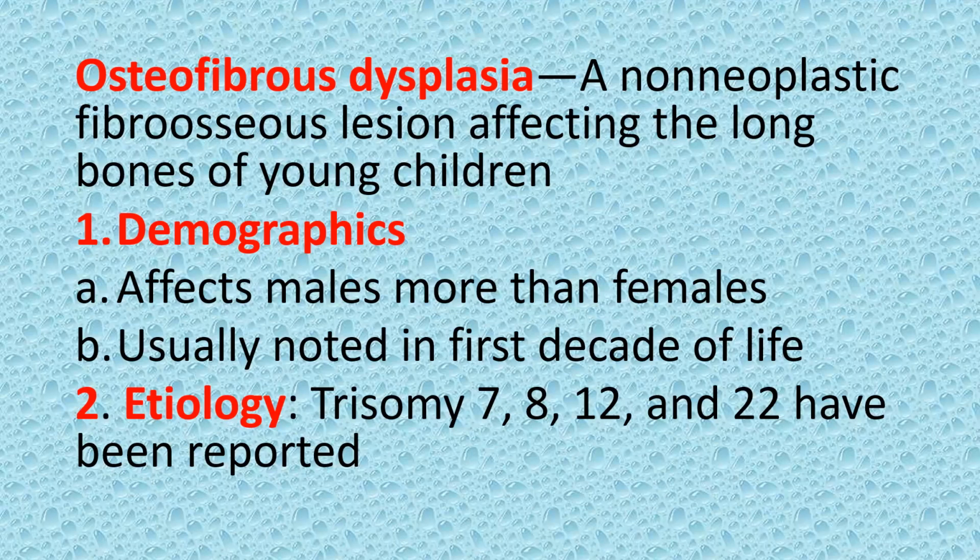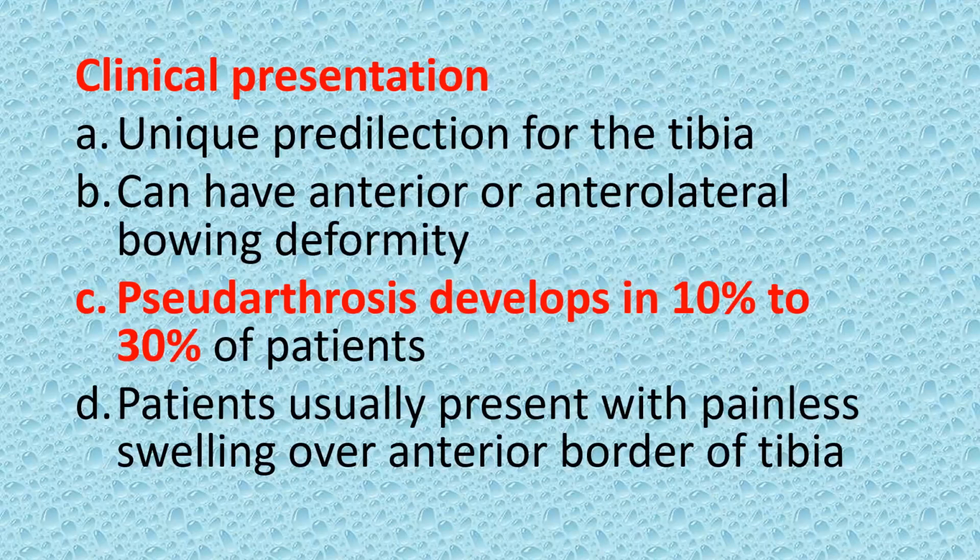Unique predilection for the tibia. Adamantinoma has a unique predilection for the tibia in an adult. They can have anterior or anterolateral bowing deformity. In osteofibrous dysplasia, if they have fractures, they could end up with pseudoarthrosis in 10 to 30% of patients. Patients usually present with painless swelling over the anterior border of the tibia.